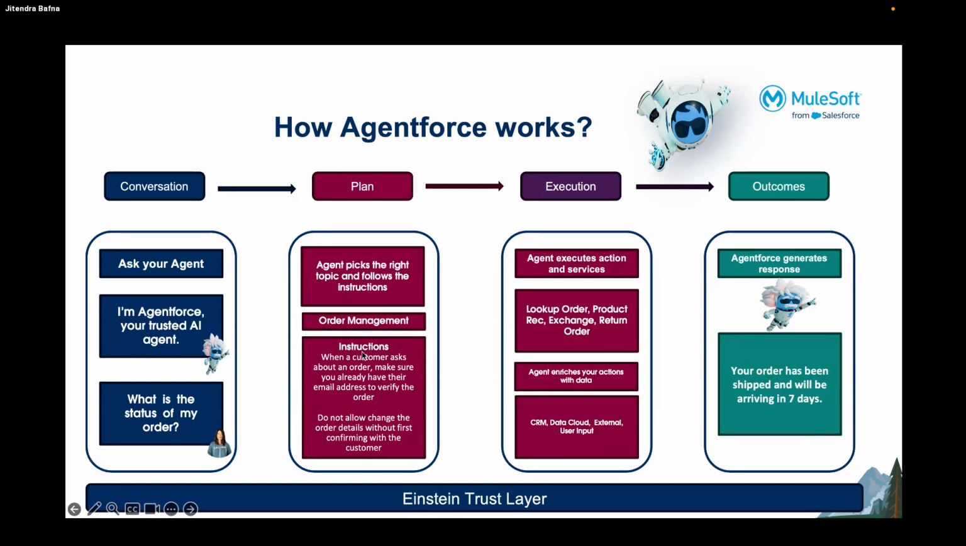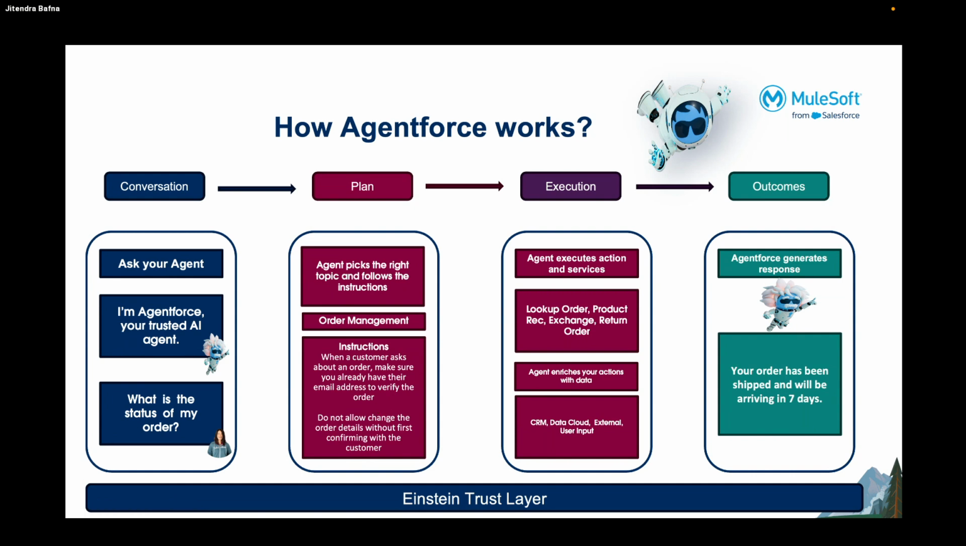Apart from that, it will make sure it follows the instruction associated with that particular topic. Here I gave the instruction: when a customer asks about an order, make sure you already have their email address to verify the order. Do not allow changing order details without first confirming with the customer. In this case, when you are asking for the order status, first the agent will interact with the large language model and reasoning engine. It will identify the topic. On this topic we have this instruction, so it is going to read this instruction and ask you for the email ID first.